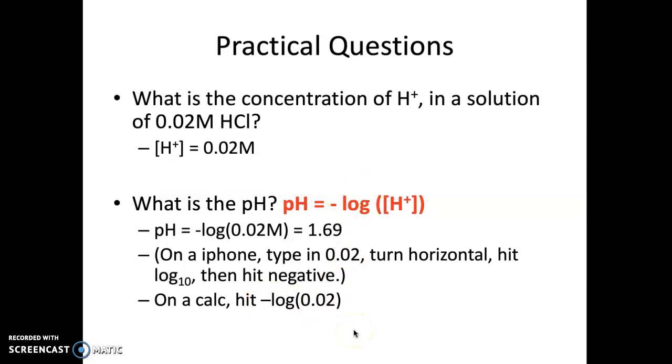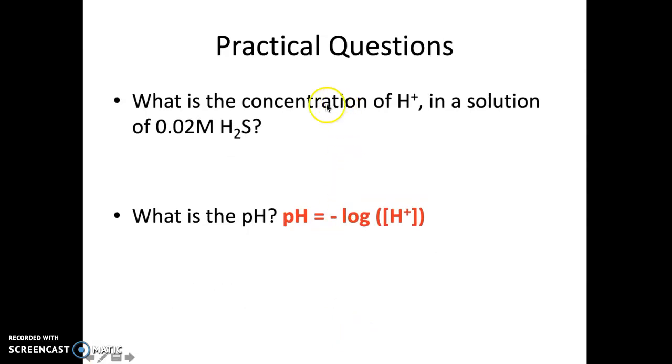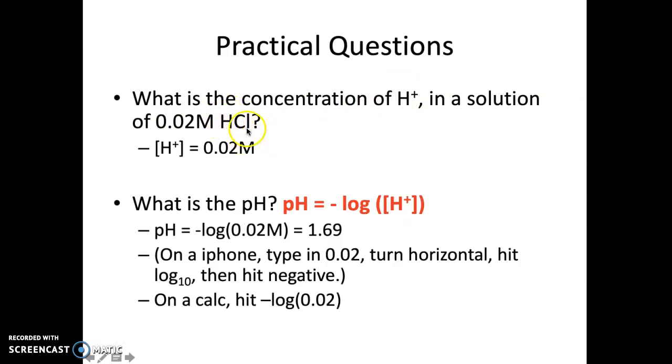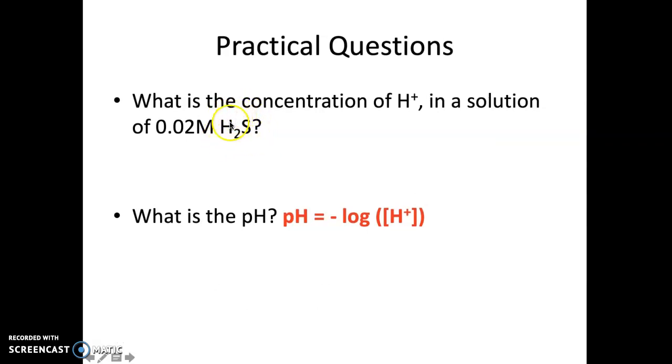Let's look at another practical question. What's the concentration of H plus in a solution of 0.2 molar H2S? So what's different about this one compared to this one? Well, here it's HCl, here it's H2S. Notice I have two H's. So instead of being 0.2, I have to multiply it by 2 to get 0.04. It's because I doubled my H plus.